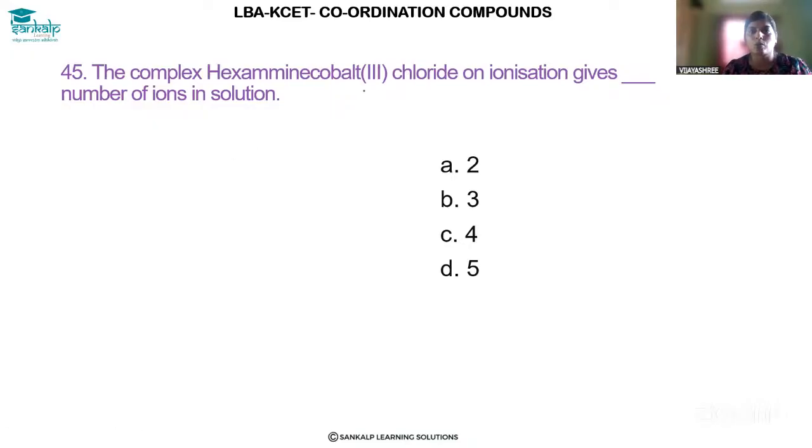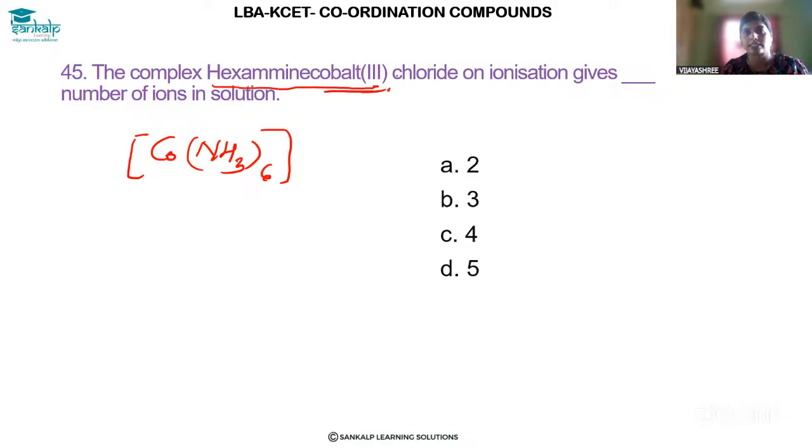Complex hexaamminecobalt(III) chloride. So what is the formula? Hexaammine means the ligand is ammine, and there are 6 ammine ligands, so NH3 6 times. Cobalt(III) means the central metal atom is cobalt. Then chloride, where chloride is the anion. This is the complex cation, hexaamminecobalt(III), and chloride is the anion.